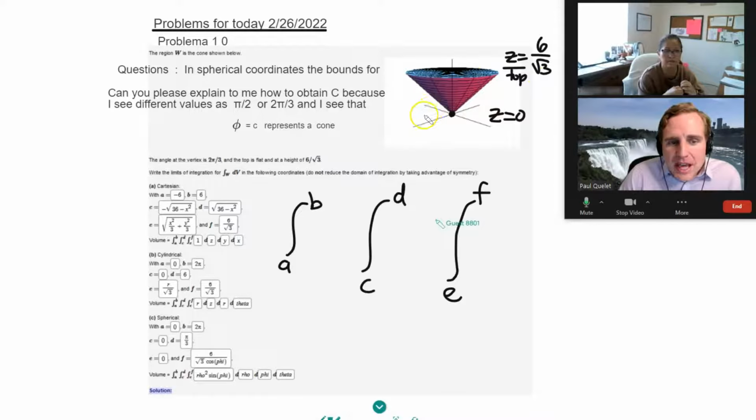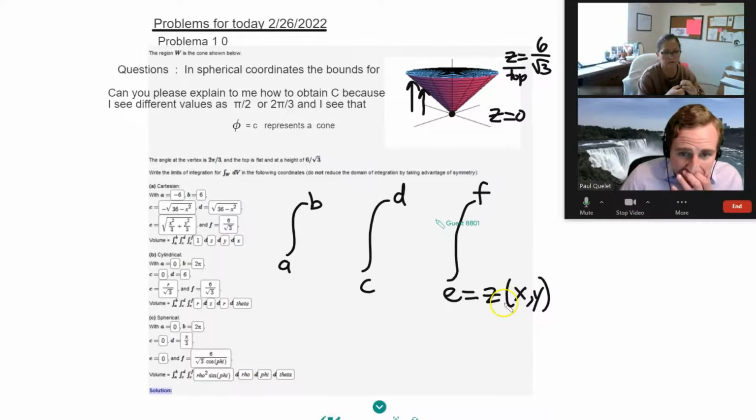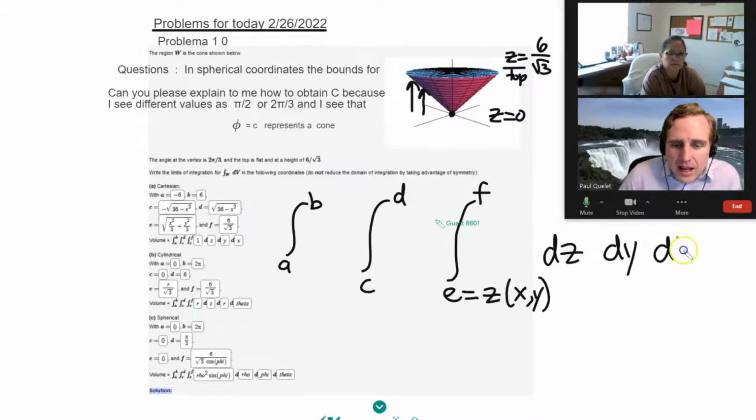But you see that the height here varies with both x and y, so we'll come back to that in a second. All right. Next thing is, remember the outermost integral. If we're going to do dz, dy, dx, the outermost integral has to be a constant.